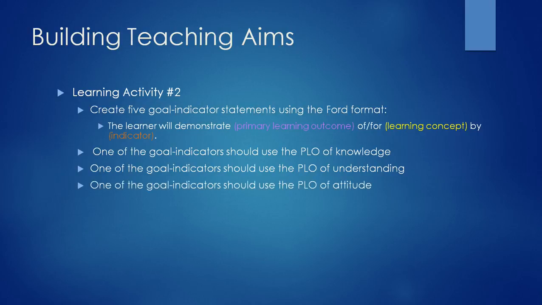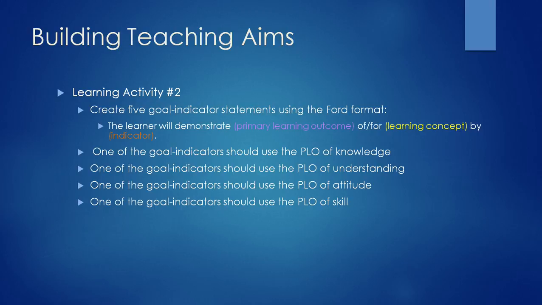Okay. One of the goal indicator statements should use the primary learning outcome of attitude. So we just saw an example of that. The learner demonstrates an attitude of gratitude, or the learner demonstrates a positive appreciation for whatever, for tithing, by doing such things as committing themselves to tithing or whatever. So we want to use attitude there. And the last one we want to do is skill.